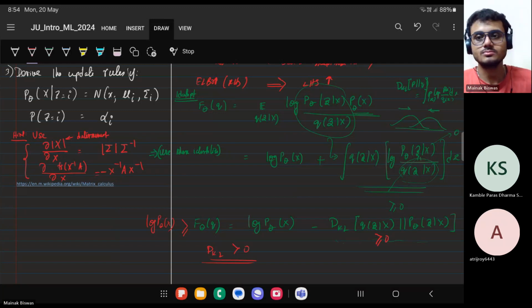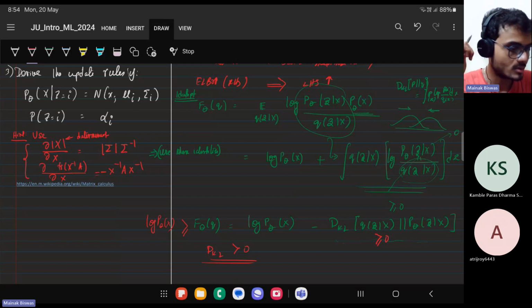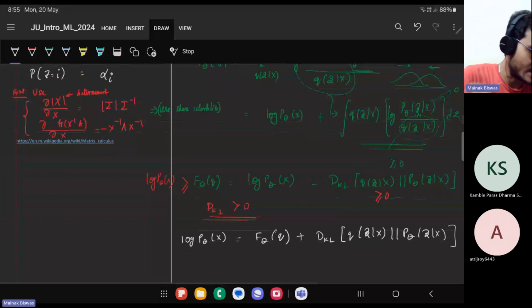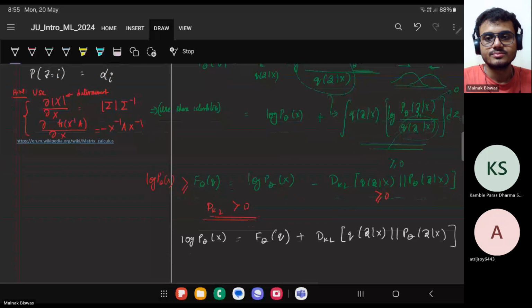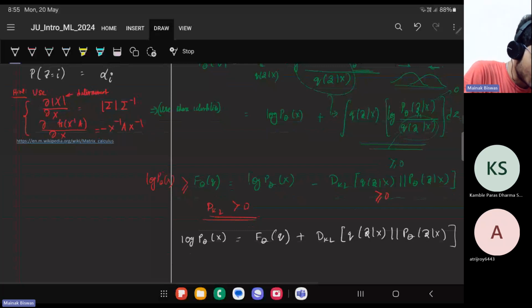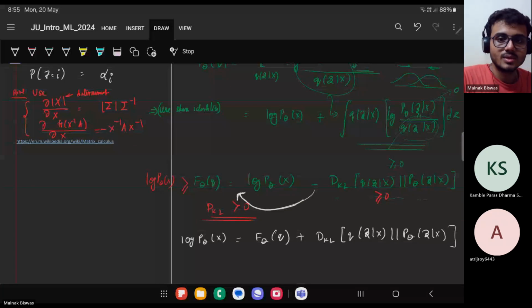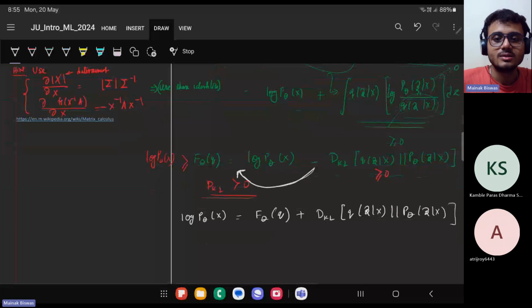Yes or no? Why is it so slow? Yeah, it is here. I just wrote this on the other side. Clear? I wrote the KL divergence on the left hand side. Just let me know when this arrow appears. Yeah, I think it has appeared.